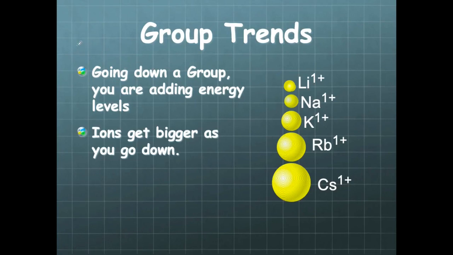On this slide, we're going to look at the periodic trend of ionic size as we move down a group. So we're going to take a look at this example. This is from group 1. Okay, and they all are losing one electron to achieve the noble gas configuration. So as we move down the group, the size of the ion is getting bigger. And the reason it is getting bigger is because we are adding energy levels as we move down the group.